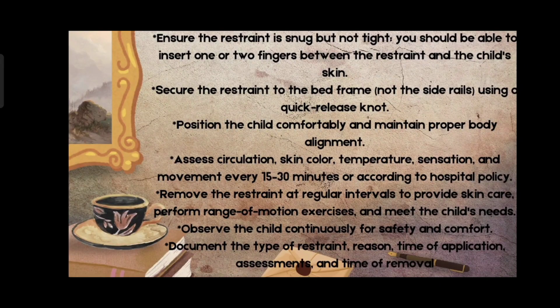Then after that, we have to secure the restraint to the bed frame. Then position the child comfortably. Then assess the circulation, skin color, temperature, sensation and movement every 15 to 30 minutes. Then remove the restraint at regular intervals to provide skin care. Then provide range of motion exercises. Then we have to observe the child continuously. Then document the type of restraint, reason, time of application, assessment and time of removal. All these things we should document at last.